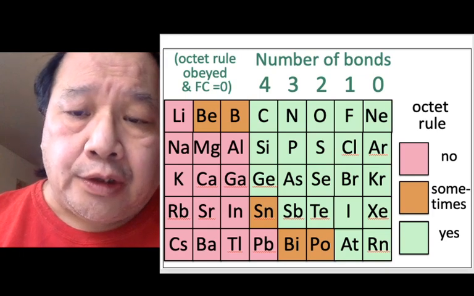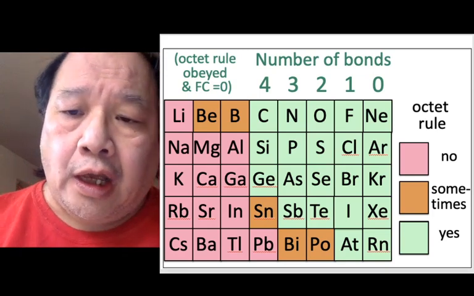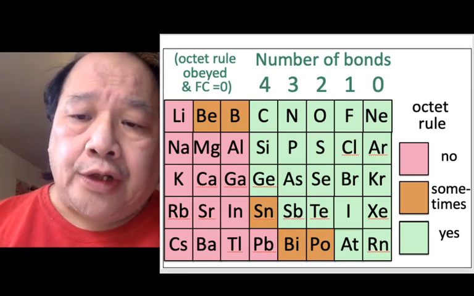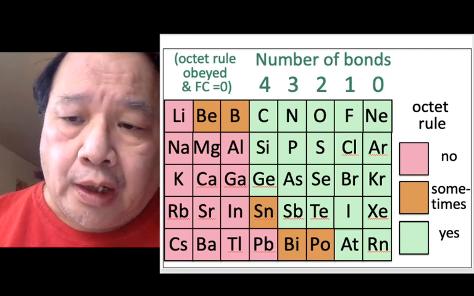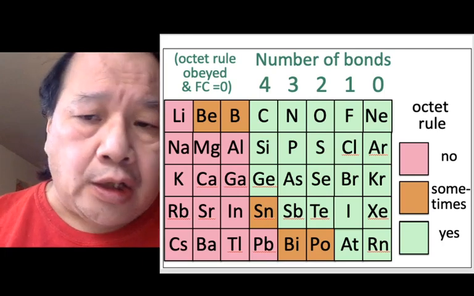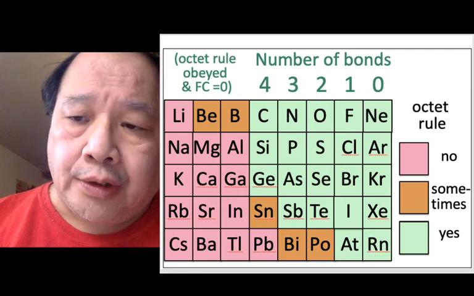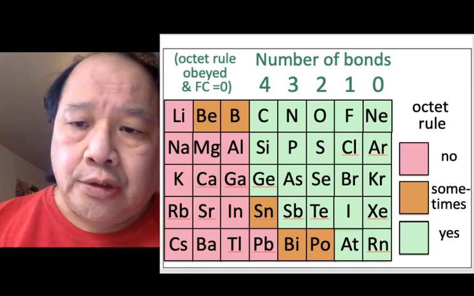Elements like carbon in the carbon column have 4 bonds. In the nitrogen column, the pnictides, 3 bonds. In the chalcogens, 2 bonds. The halogens, 1 bond. And of course, the noble gases, 0 bonds.